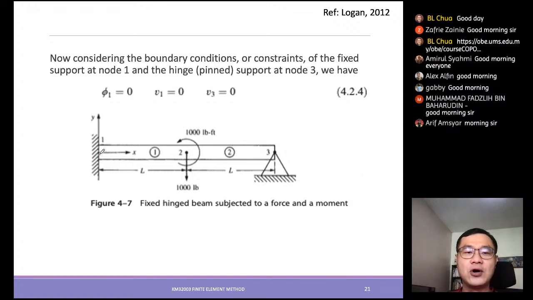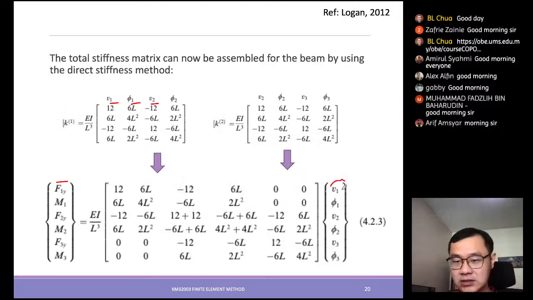At this point, no rotations allowed, therefore rotation equals 0. At the same time, at this point there is no vertical displacement allowed, so v equals 0. At node number 3 we don't allow any displacement in the vertical direction, so we put this equals 0. So 1, 1, 3 is 0, 0, 0. What we need to do is substitute into here. This is 0, this is 0, and this is 0, right?